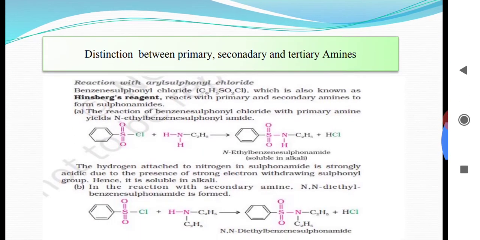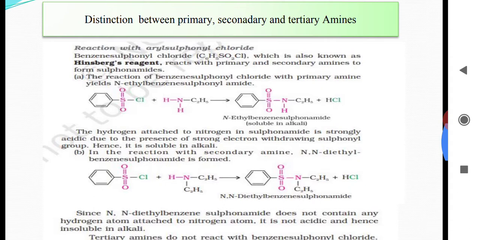Now how would you distinguish between primary, secondary and tertiary amines? Here we use Hinsberg reagent. What is Hinsberg reagent? It is benzene sulfonyl chloride. Now this is the structure of benzene sulfonyl chloride. There is a benzene ring, sulfur with two bonds to oxygen, and one chlorine, Cl, is attached, right?